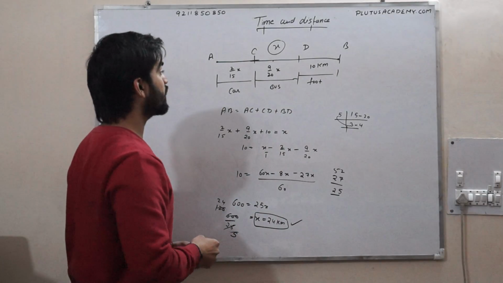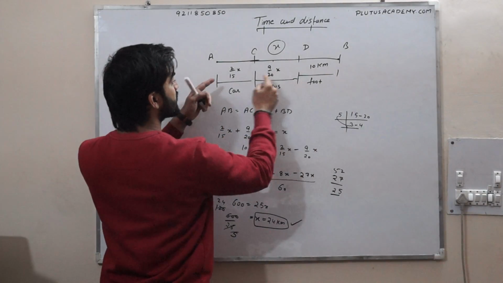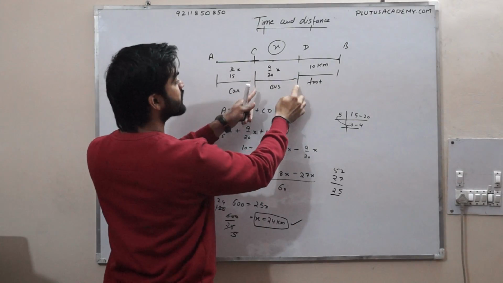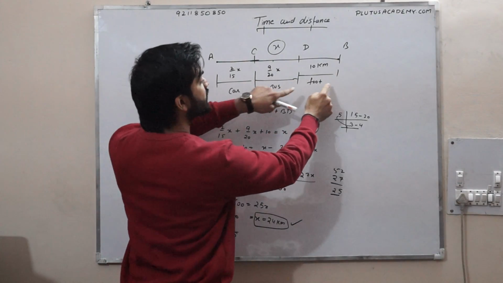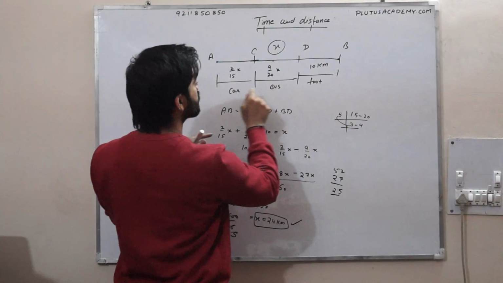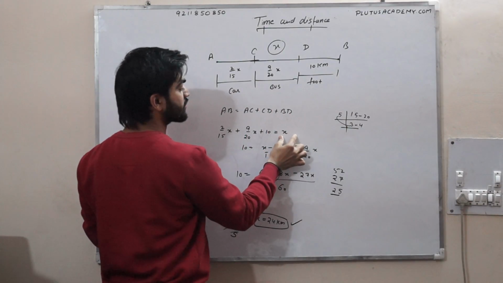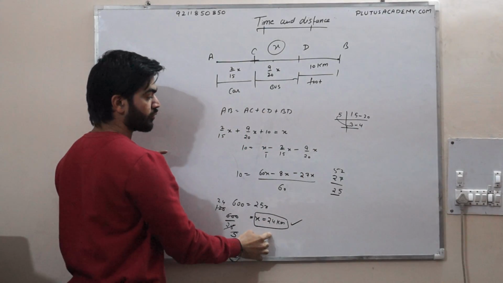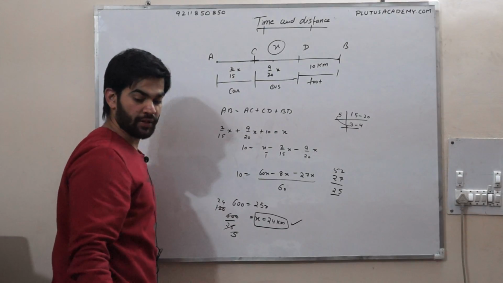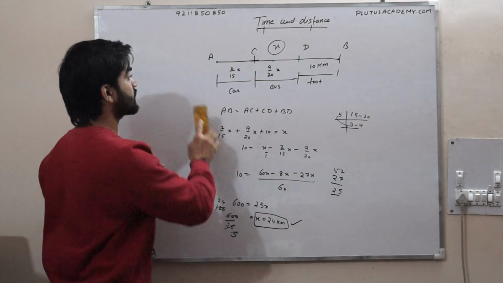What we are doing here, this is the whole distance, this is 2 by 15 of the whole distance, this is 9 by 20 of the whole distance, and this remaining is 10 kilometer. So add these three, and total distance we know is x. We can solve this. So final result is 24 kilometer. So come on, next question.